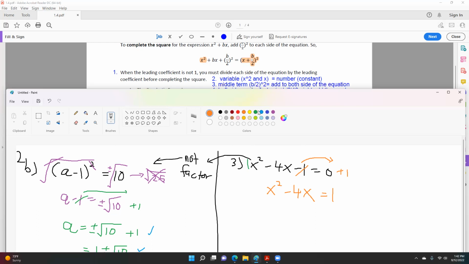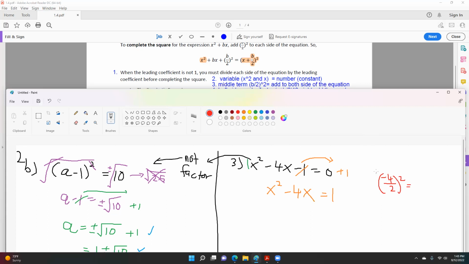Your third step is where you take your middle term. So your middle term in this case is -4. And you divide this by 2 and you square it. So this is the middle term. It's where you take the b term, which is -4, divided by 2, and you square it, and you add this number to both sides of this equation.